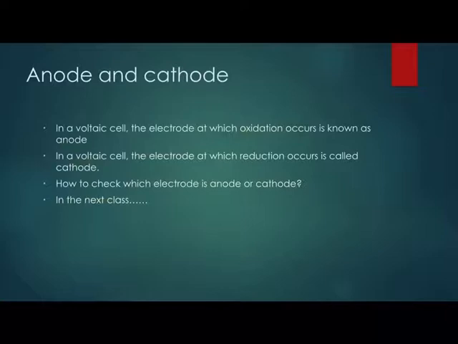In a voltaic cell, an electrochemical reaction occurs, and electrochemical reactions are redox reactions. So in a redox reaction, both oxidation and reduction occur. Now, in a voltaic cell, the electrode at which oxidation occurs is known as the anode. The electrode at which reduction occurs is called the cathode. Now, how to find which electrode is the anode and which is the cathode? That we will study in the next class.